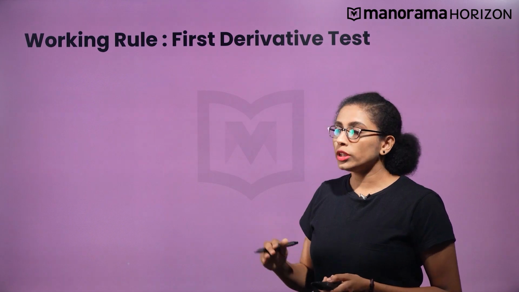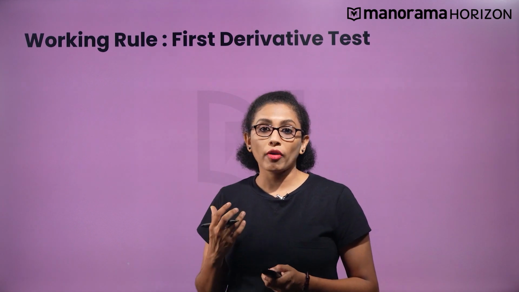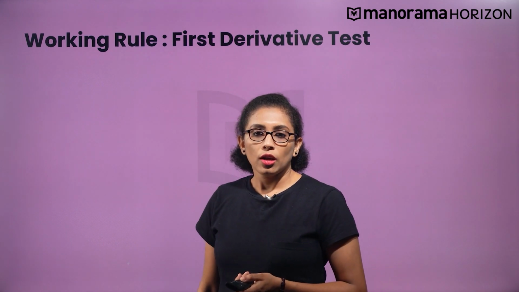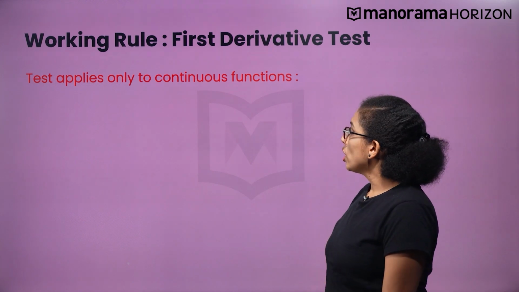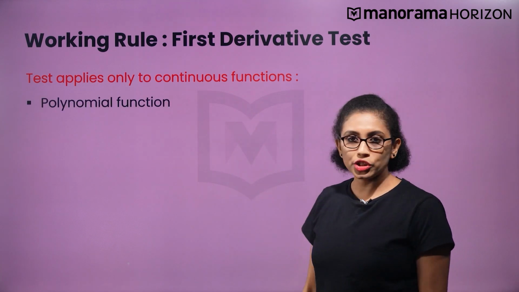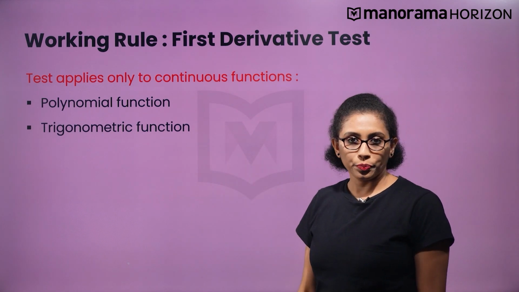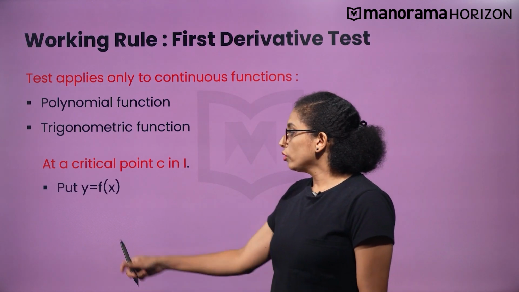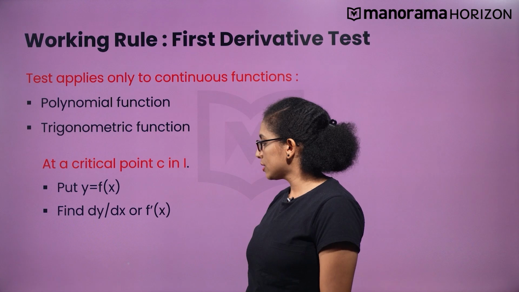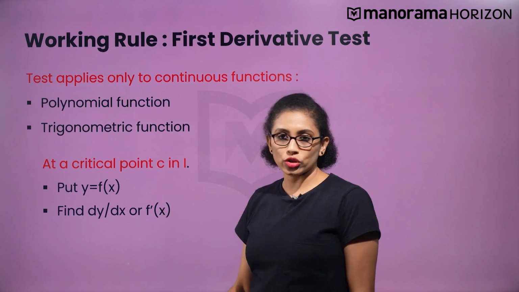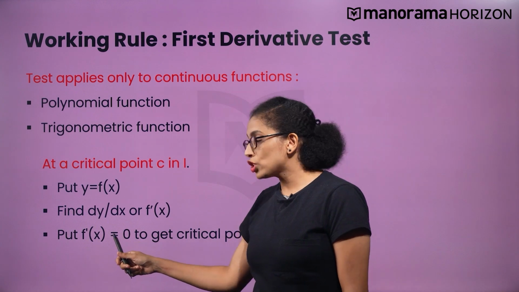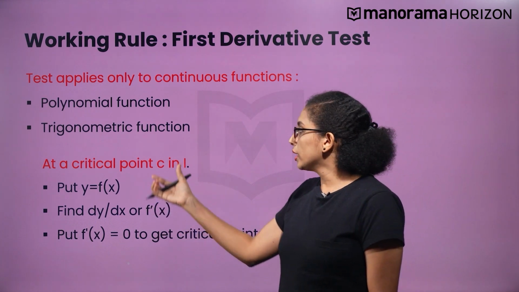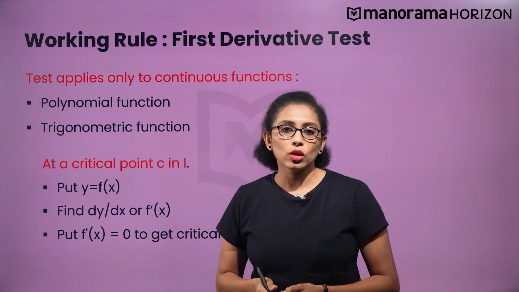With this, let us talk about the working rule or algorithm for finding the points of local maxima and local minima using first order derivatives. The following test applies only to continuous functions like polynomial functions and trigonometric functions. At a critical point c in I, put y equal to f of x. Second step, find dy by dx or f dash of x. Third step, put f dash of x equal to 0 and solve this equation to get the critical points or stationary values of x.